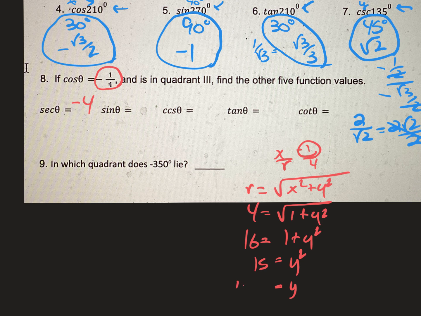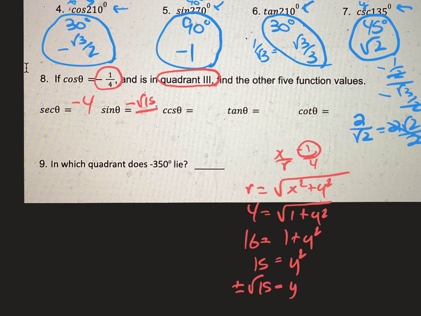Now be careful here. When you take the square root, it's plus or minus square root of 15. You've got to decide if it's plus or minus. And the way you decide is look what quadrant we're in. We're in quadrant 3. In quadrant 3, x and y are both negative. So that means I'm going to get negative square root of 15.